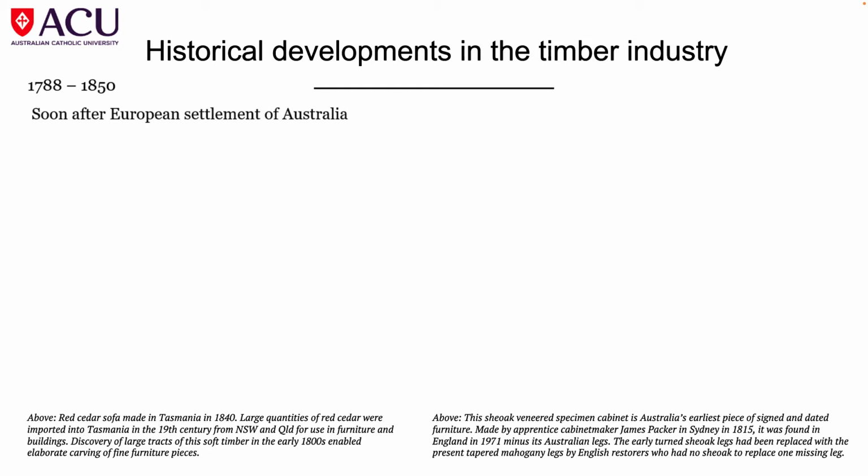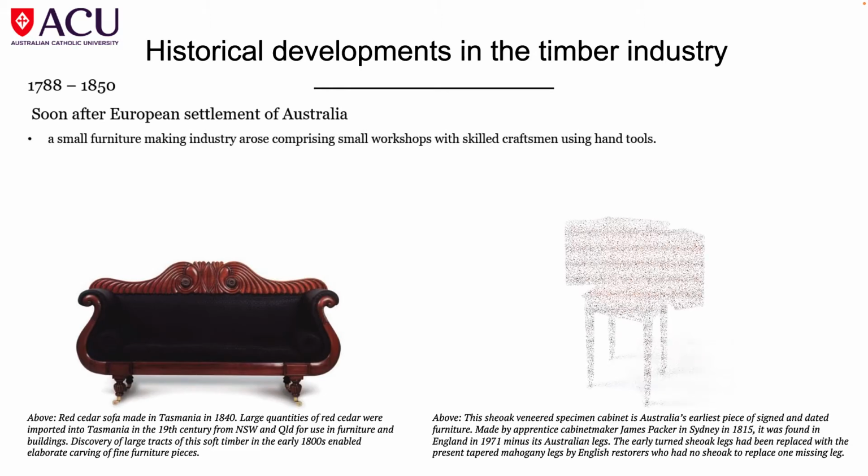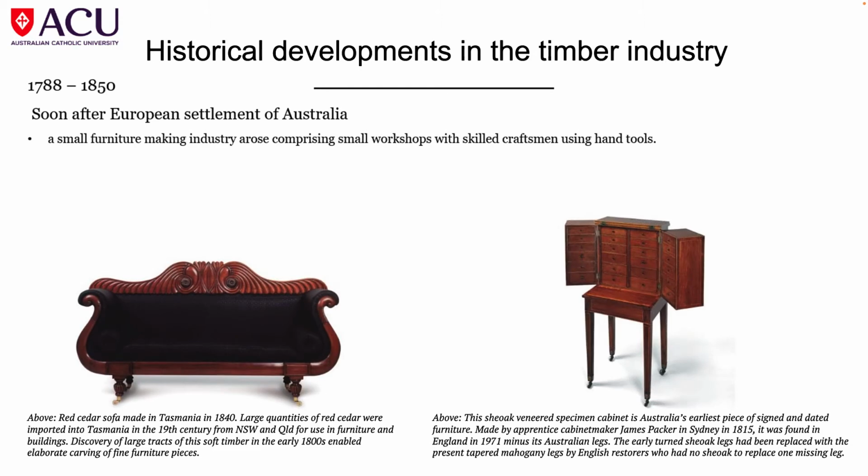So very soon after European settlement of Australia, a very small furniture making industry arose, and it comprised small workshops with skilled craftsmen using hand tools. And they were really working in two markets. So there was obviously a need in Australia to produce our own furniture here, as it's a long 6-month sea voyage from England at this time, and furniture is quite bulky, and you can imagine that would be quite expensive to be shipping furniture out from Europe.